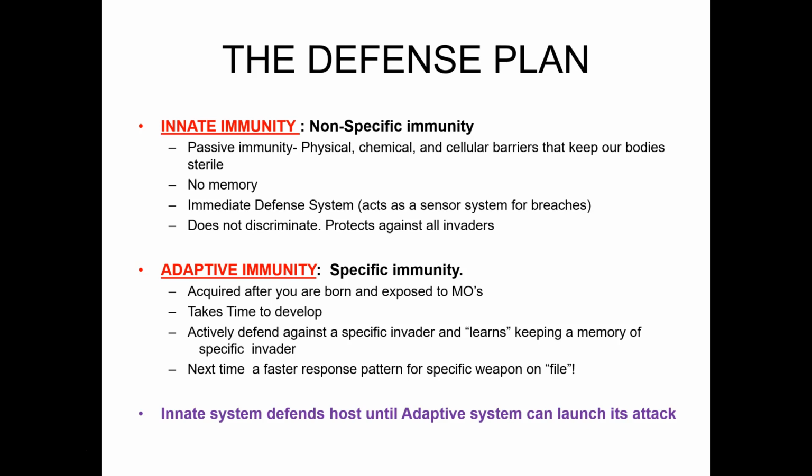Now, unlike your innate immune system, though, every one of us has a slightly different adaptive immune system. It customizes and adapts itself to all the crap you encounter throughout your lives. And we've all encountered different crap, and so you'll have slightly different libraries, if you will.